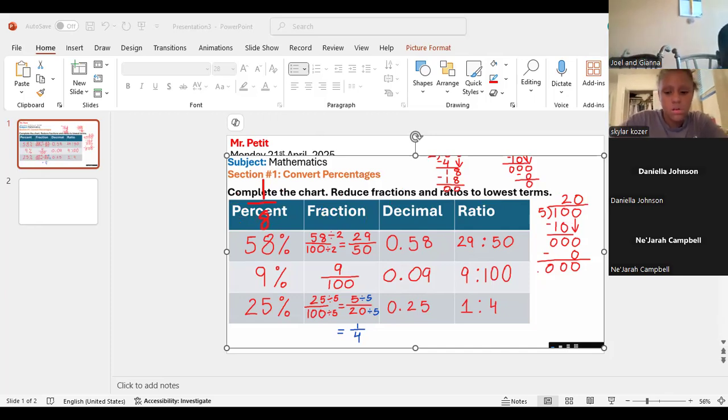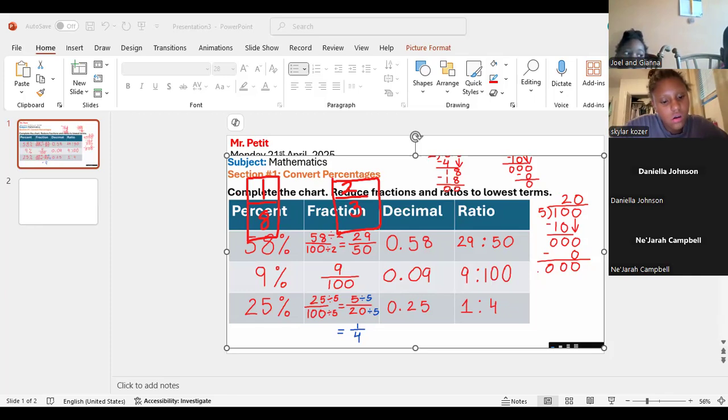Yes, sir. You have 1 over 8. Can that be simplified any further, Seth? No, sir. Okay, so what's the answer? 1 over 8. Good. What else? 2 over 3. Can that be simplified further? Can you simplify that any further? No, sir. So put 2 over 3.